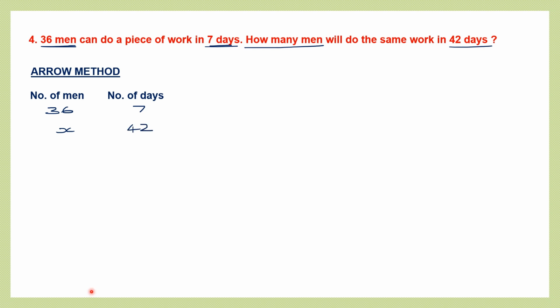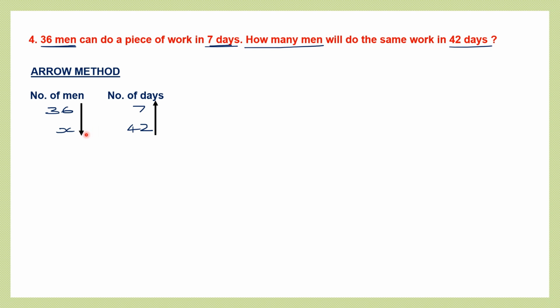So here also we are going to find out whether it's direct or inverse variation. So here when the number of days has increased, the number of men will decrease, isn't it? Because in 7 days 36 men were doing it, that's why they finished in 7 days. But since we have 42 days now, the number of men will reduce. So the arrow marks that you draw should be in opposite directions. So here we have one arrow mark and then here we have the other arrow mark. As you can see, they are both in opposite directions.